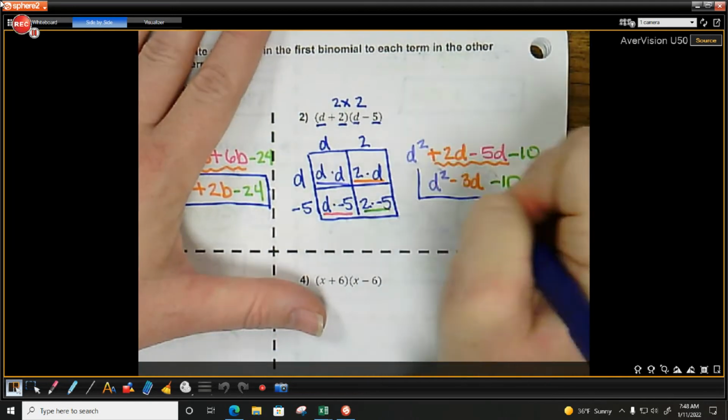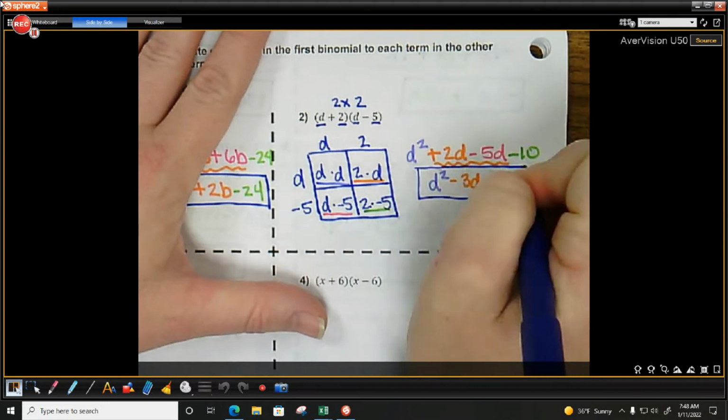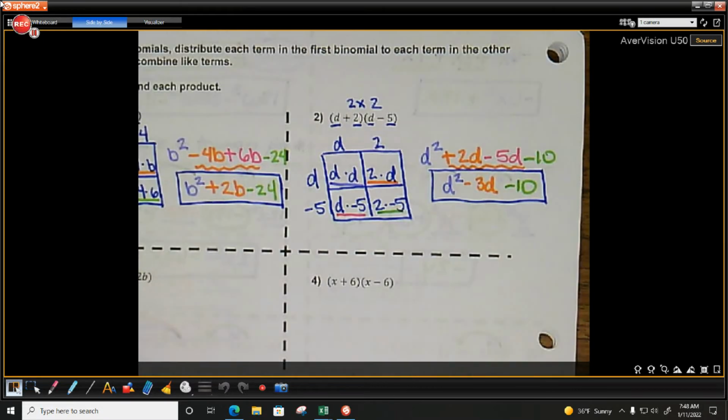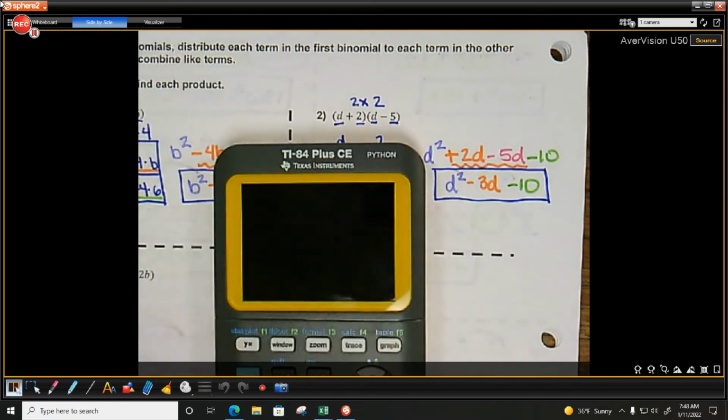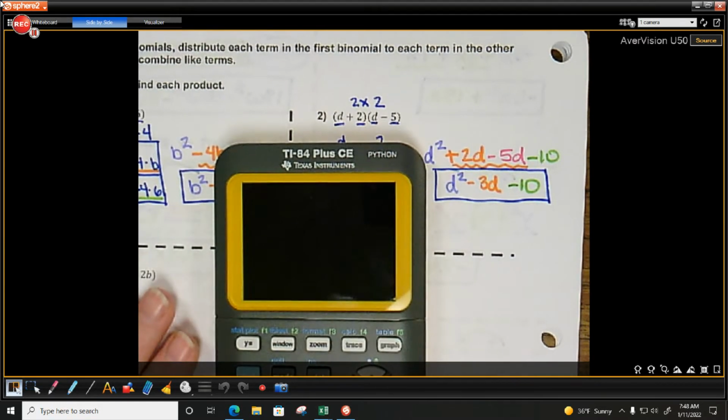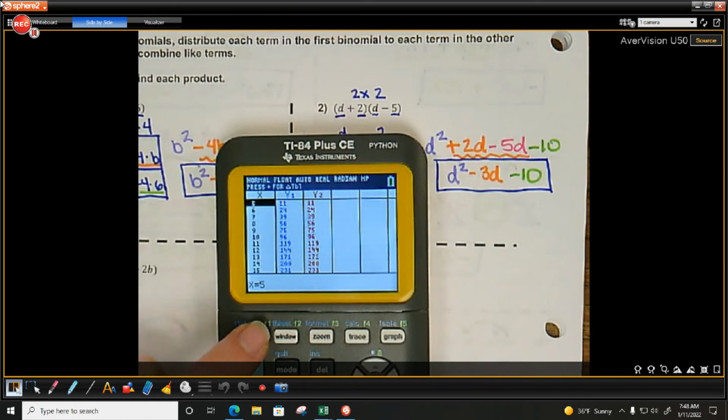Okay, we're only going to check one more of these on the calculator because we're doing them together. I know we're getting them right, but I do want you to get in the habit of checking. So let's go to our calculator, go to y equals, clear it out.